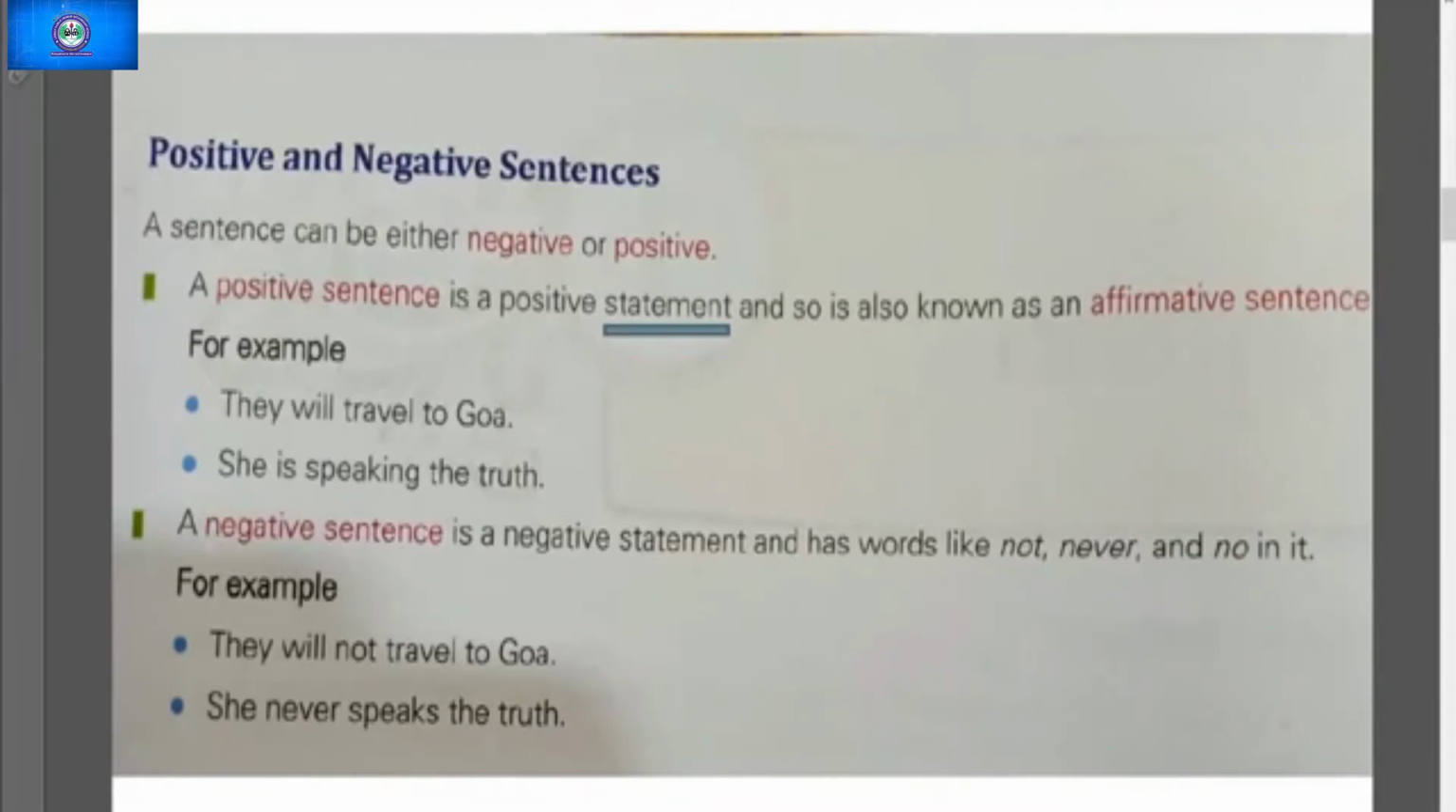Next is your negative sentence. A negative sentence is a negative statement. And as the name suggests, it has words like not, never, and no in it. For example, they will not travel to Goa. Here it was a positive sentence, and now we are talking about a negative sentence. She never speaks the truth. That means the girl never ever speaks the truth.